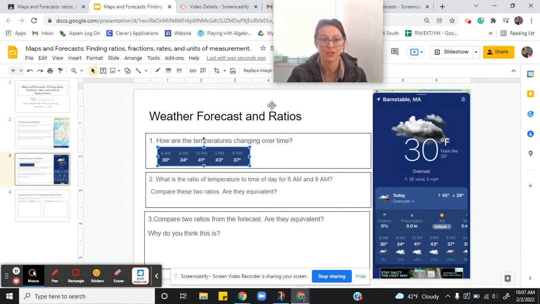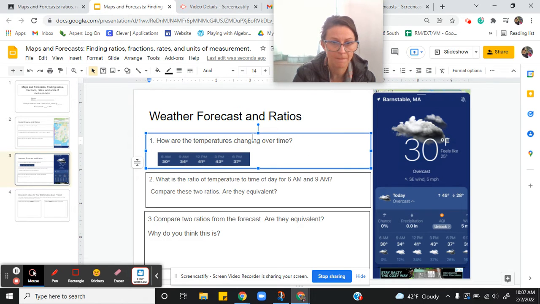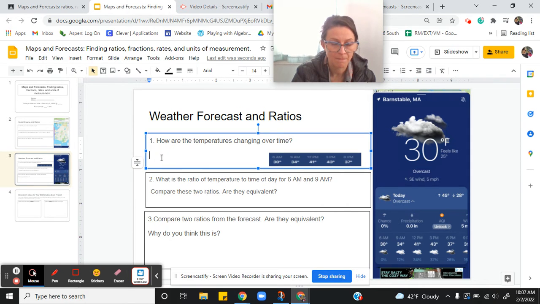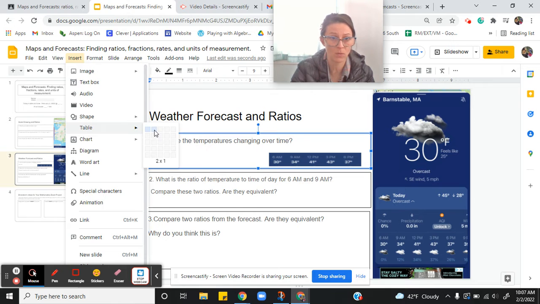How are the temperatures changing over time? We can make a little table to help us investigate. At 6 a.m., so we have the time in hours, and I can actually insert a table to help me stay organized. I know I have to describe the units of measure at the first part of the table, and then I have 1, 2, 3, 4, 5 hours with 5 temperatures, so I need a 6x2.